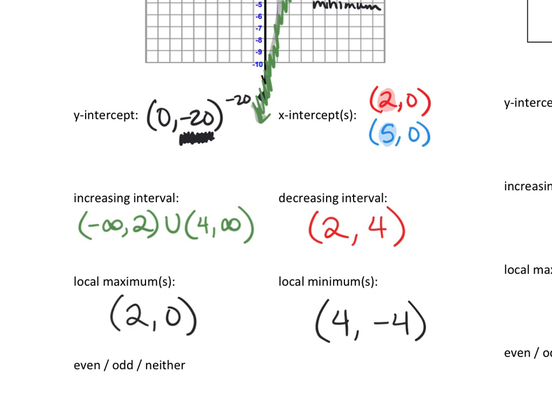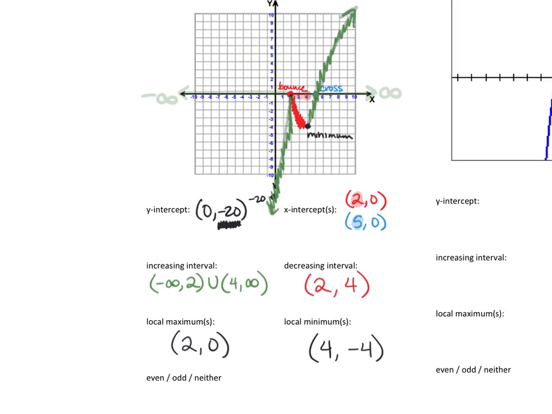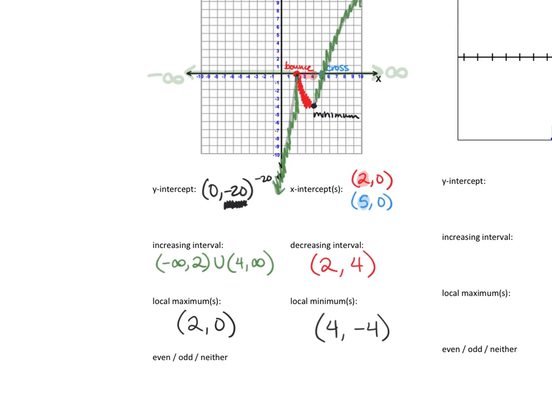And then we have to answer even, odd, or neither. This graph that we have here, can we fold it along the y-axis? No. Can we rotate it around the origin and have it be symmetrical? No. So what is this one called? Neither. There's a lot of parts of a polynomial function that we have to be able to talk about.